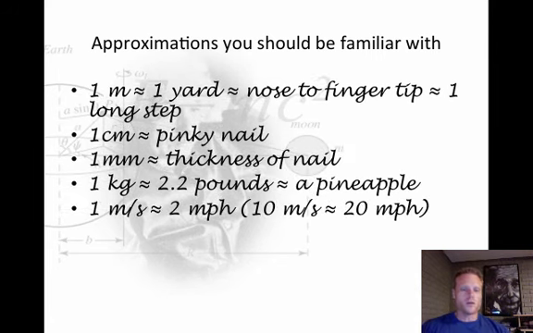Okay, 2.2. 1 meter per second is about 2 miles per hour. So whatever speed you're traveling at, if it's in meters per second, if you double it about, that would be the miles per hour. So it's kind of a good idea to have an idea of what you're saying. So if you're saying a car is traveling 5 meters per second, that's about the equivalent of 10 miles per hour.